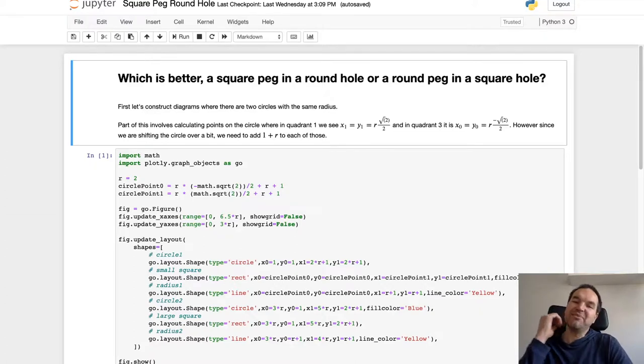Question we're looking at today: which is better, a square peg in a round hole or a round peg in a square hole? We can debate what we mean by better, but we will construct diagrams where there are two circles with the same radius, and we put a square peg into one of them and put the other one into a square hole. There's a little bit of math involved with figuring out what some points on the circle are. The equations are there.